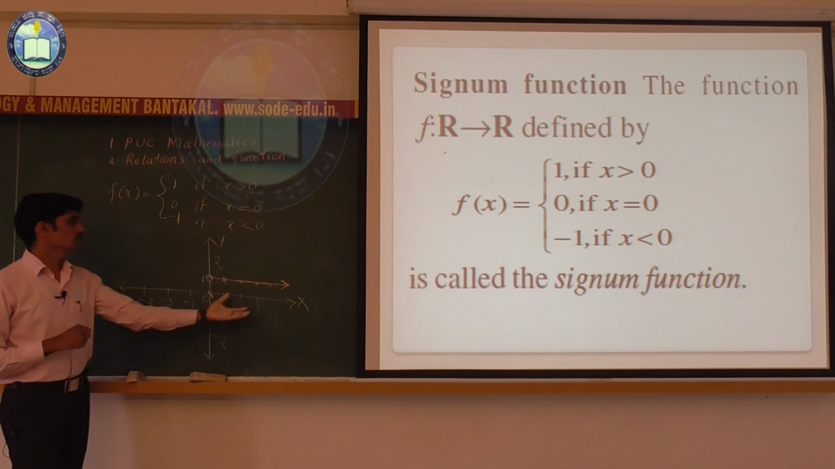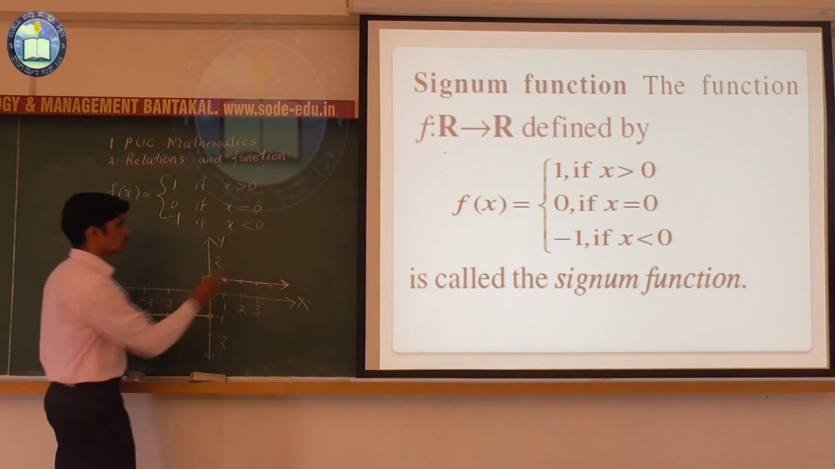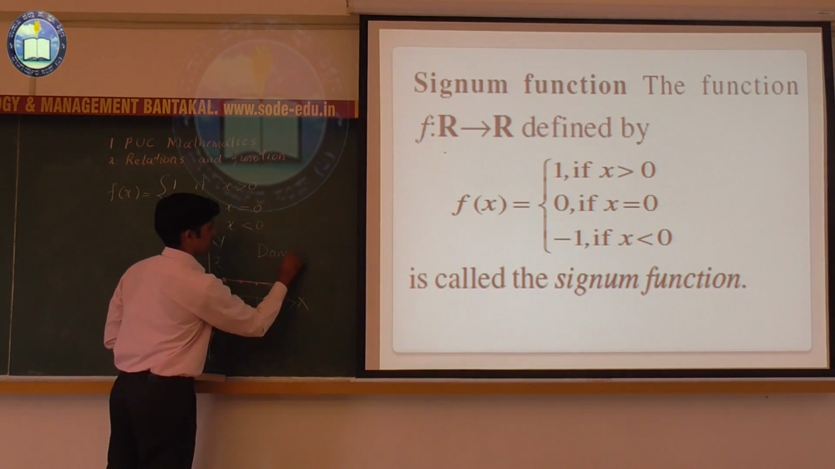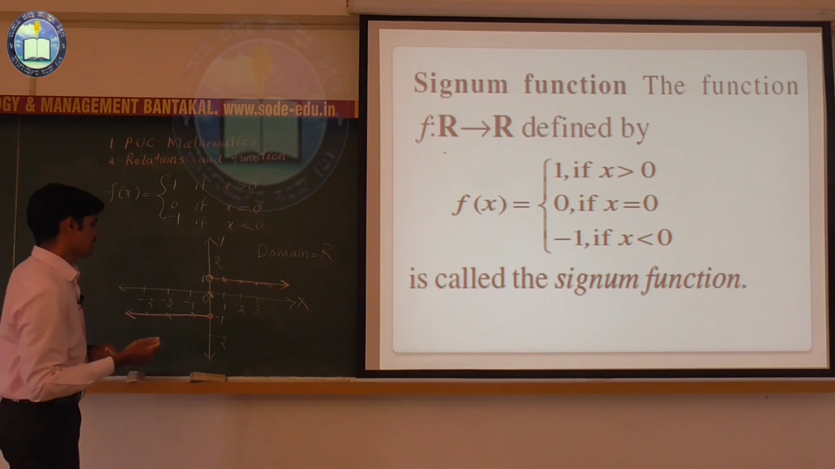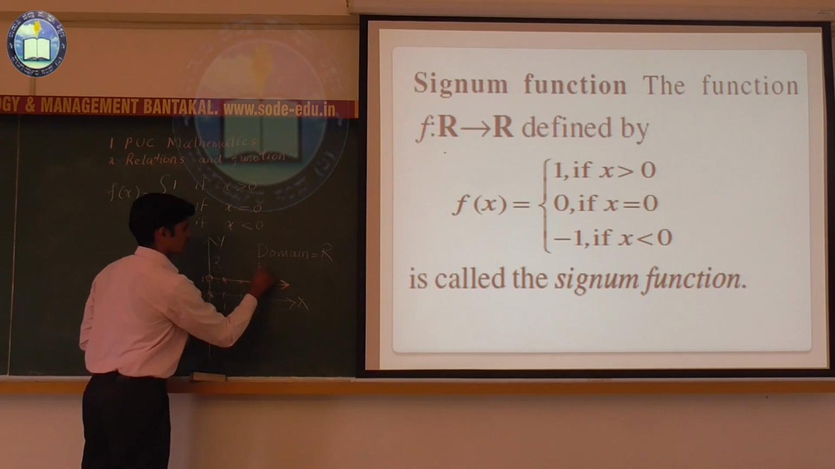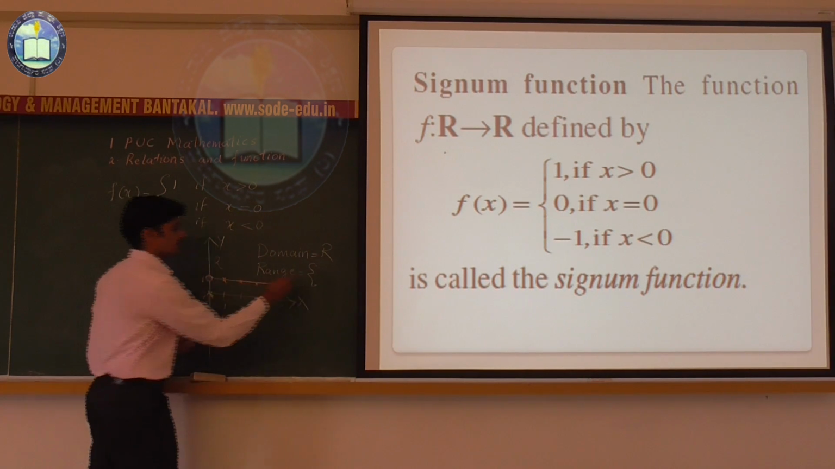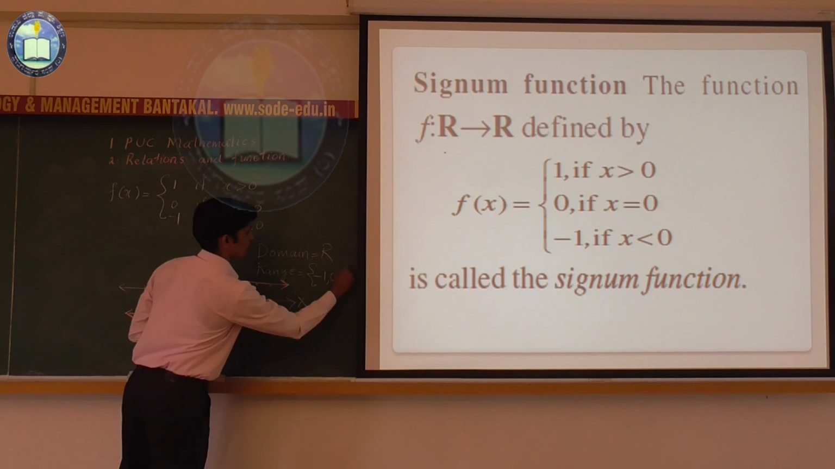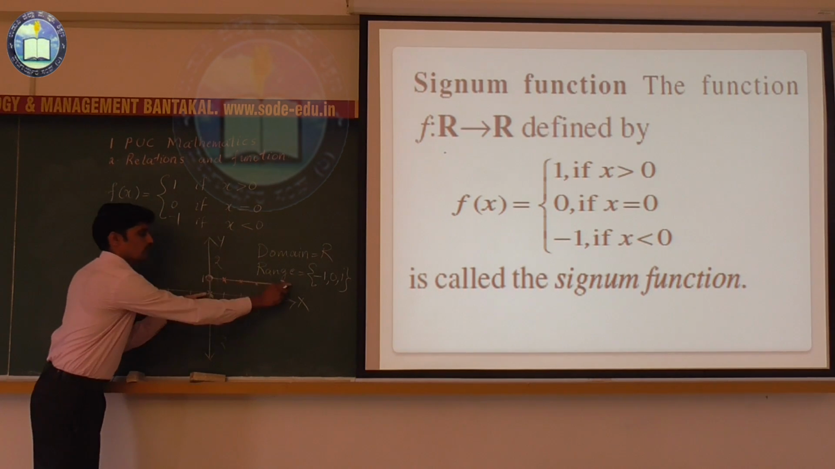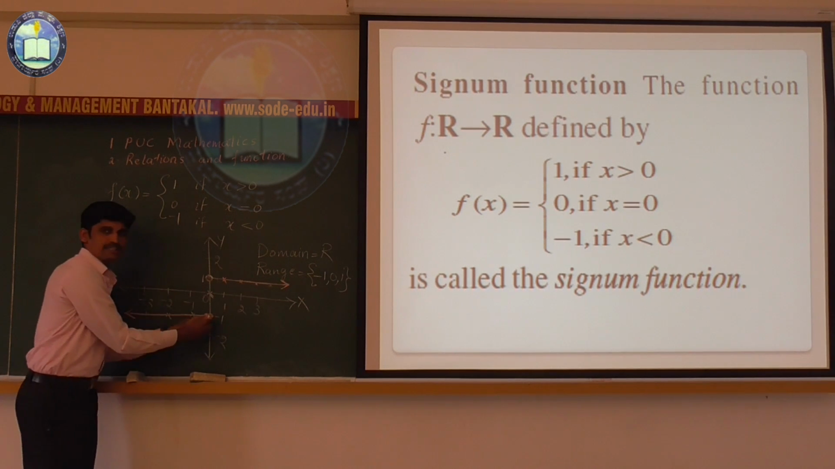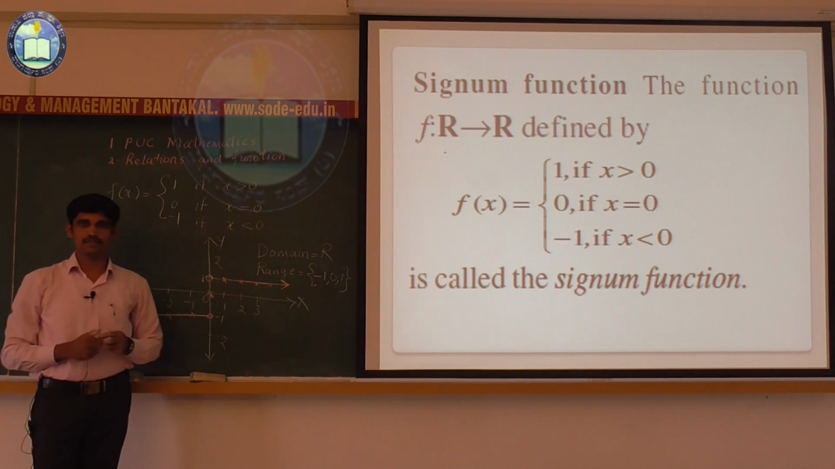And if you observe this, we can give any value to x. Therefore, its domain is equal to set of all real numbers. And what is the range? Range has only 3 elements. It can take minus 1, 0 or 1. It has only 3 images. It takes either 0 or 1 for all x greater than 0, or it takes minus 1 for all x less than 0. Therefore, this is the range of signum function.